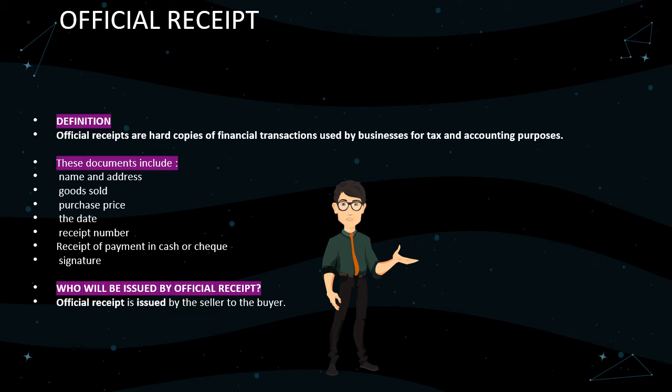Official receipts are hard copies of financial transactions used by businesses for tax and accounting purposes. These documents include the vendor's name, goods sold, purchase price, the date, the receipt number, and other pertinent information. Official receipts may be printed or handwritten as long as all information is included.